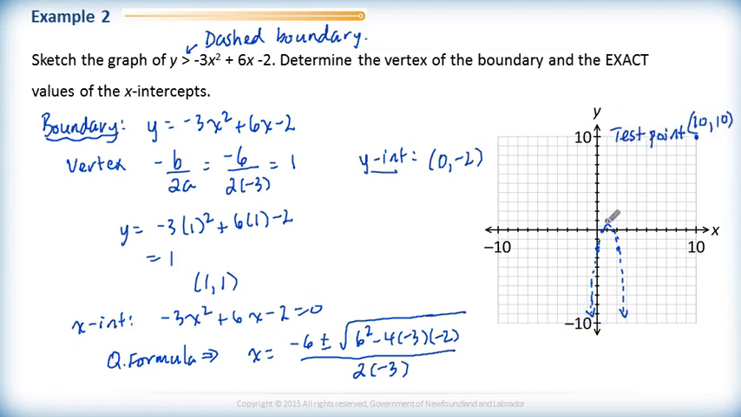And now we have to take a test point. (0, 0) is a nice one, but it's pretty close to the boundary, so to be sure, I'll use (10, 10). 10 greater than negative 3 times 10 squared plus 6 times 10 minus 2. Let's see what happens. That works out to 10 is greater than negative 242, that's true. So our shaded region should be up this way.